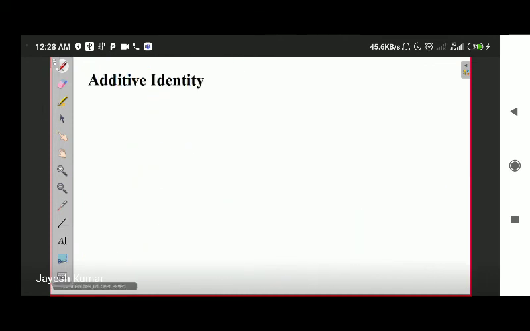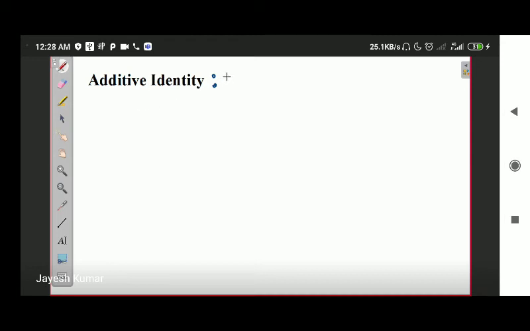Fine. Let's see. Next is additive identity and additive inverse. Additive identity is quite simple. Additive identity is what we should add to a number to get the same answer. Suppose I'm asking you, what should I add to 5 so that the answer is 5? Please pay attention. Your answer should be, obviously, 0. So the additive identity for any number is always 0.